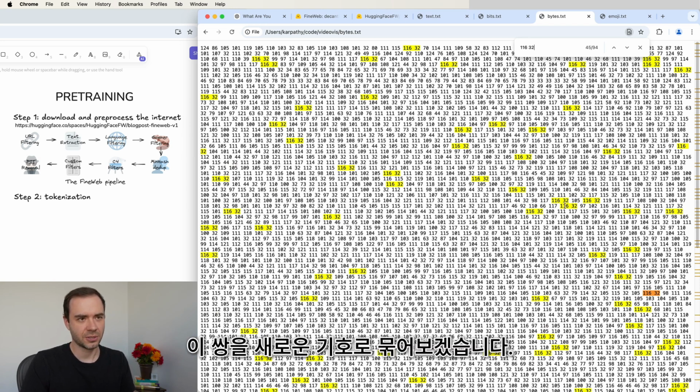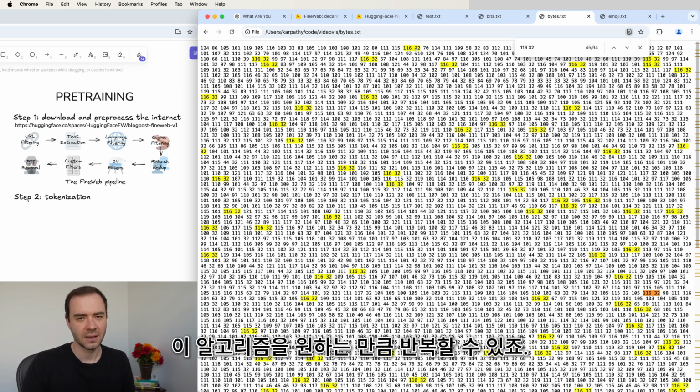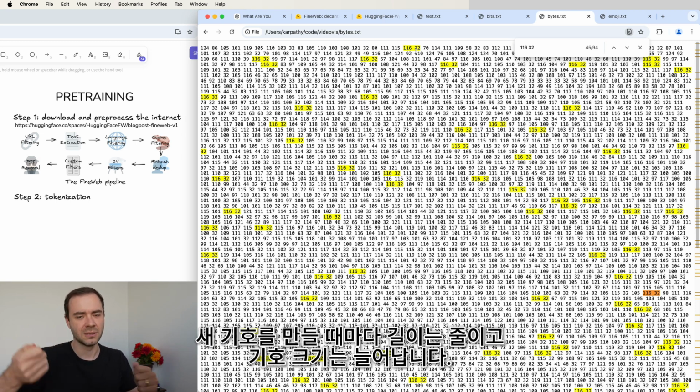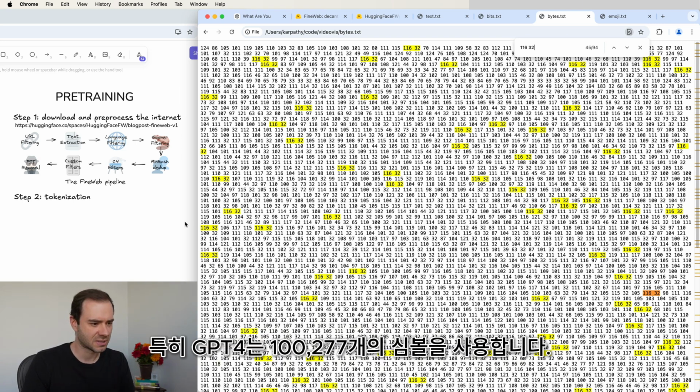So what we're going to do is we're going to group this pair into a new symbol. So we're going to mint a symbol with an ID 256, and we're going to rewrite every single pair 116 32 with this new symbol. And then we can iterate this algorithm as many times as we wish. And each time when we mint a new symbol, we're decreasing the length and we're increasing the symbol size. And in practice, it turns out that a pretty good setting of the vocabulary size is about 100,000 possible symbols. So in particular, GPT-4 uses 100,277 symbols.